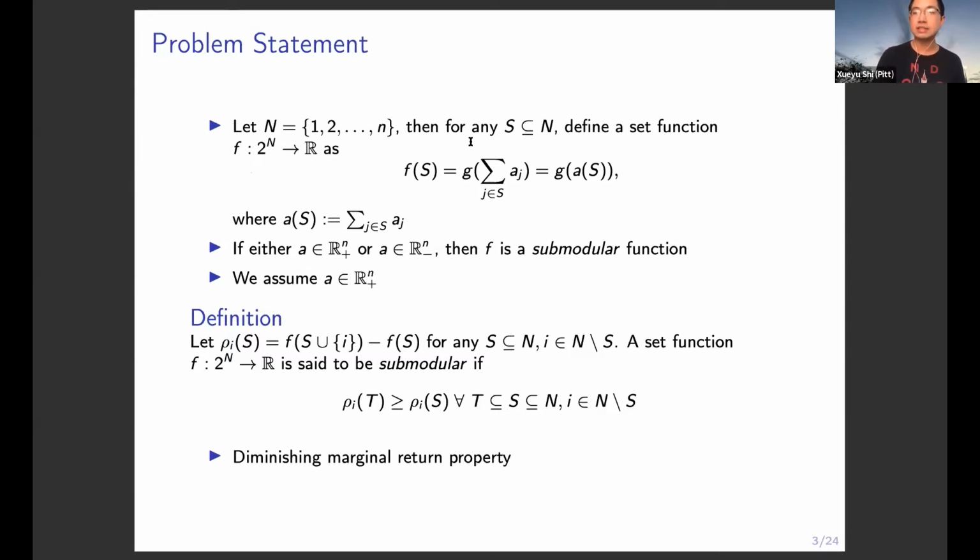To define a submodular function, we first define the incremental value of i, rho_i(S), which is the incremental value when a component i is added to the set S. A submodular function has the diminishing marginal return property: the incremental value of i decreases as the input set to which i is added grows from T to S. From the definition, a submodular function is very similar to a concave function, but it has similar properties to a convex function too. So there is a very interesting structure inside the submodular function from the theoretical side.